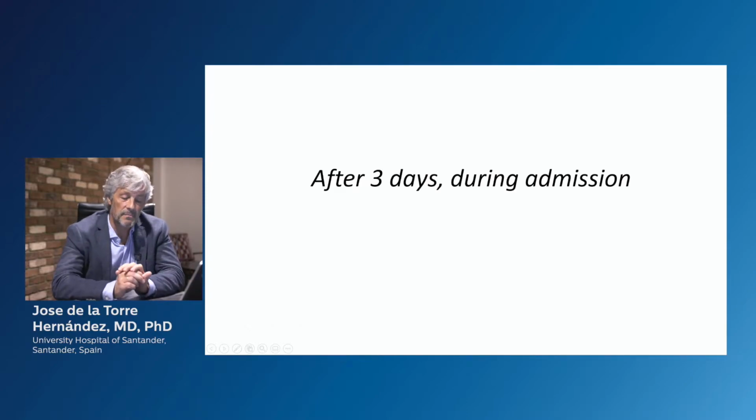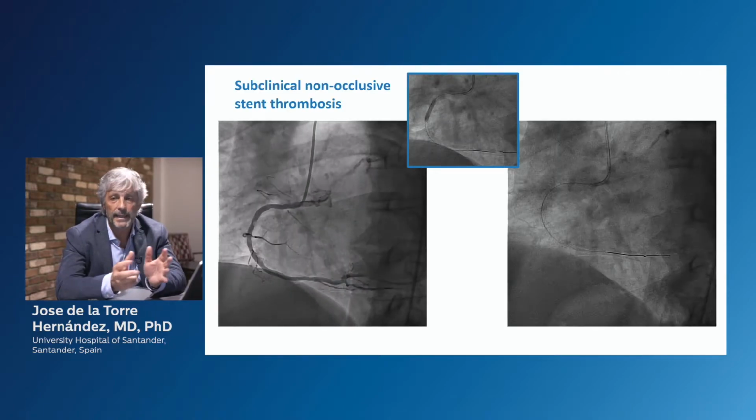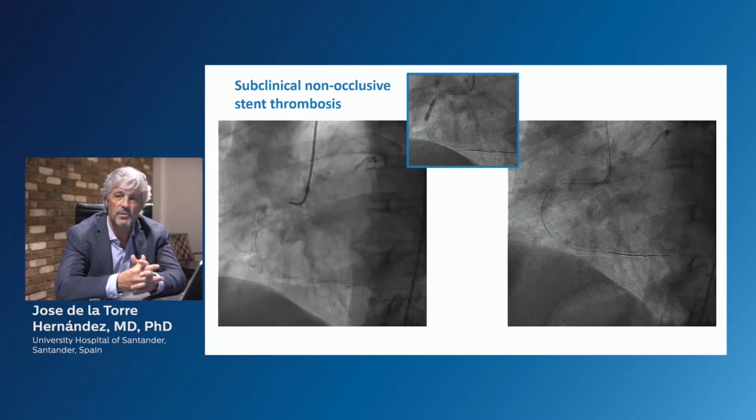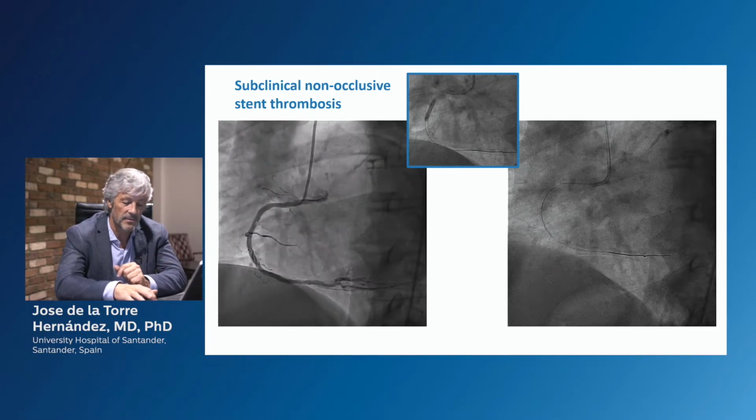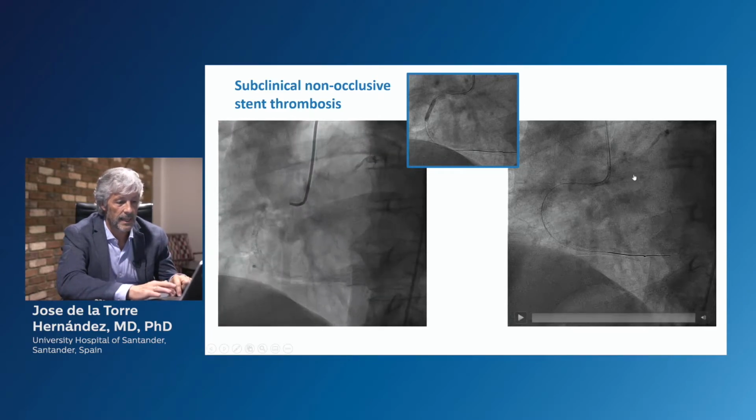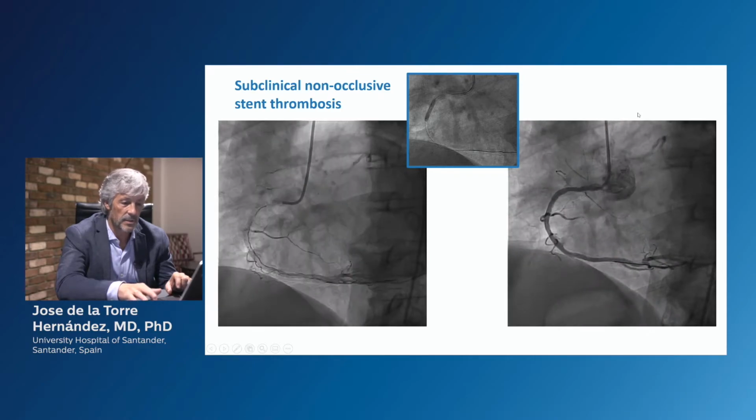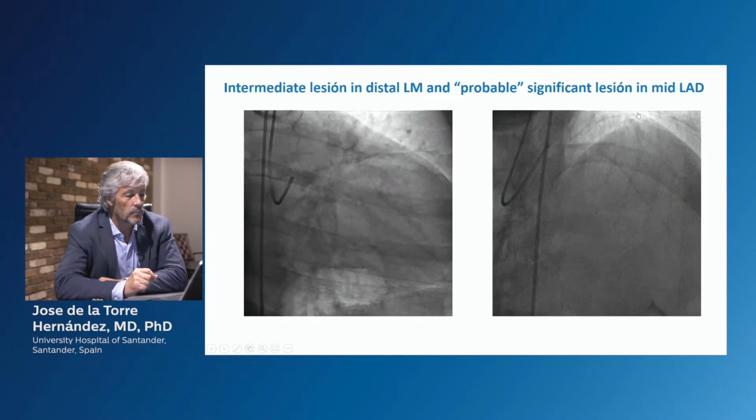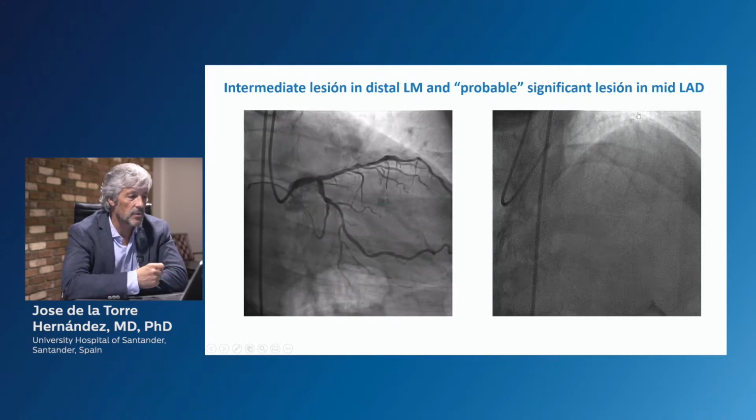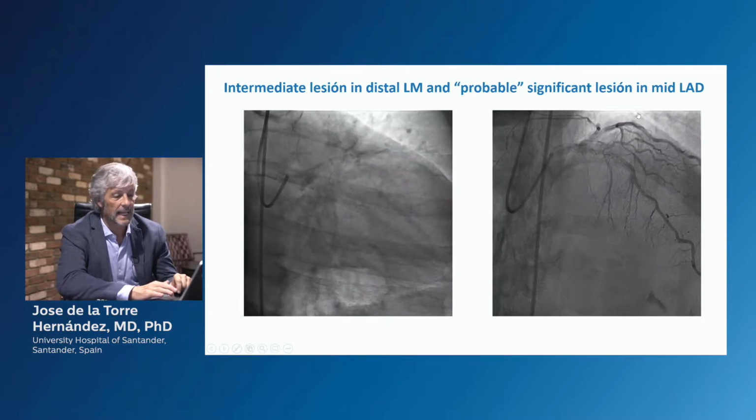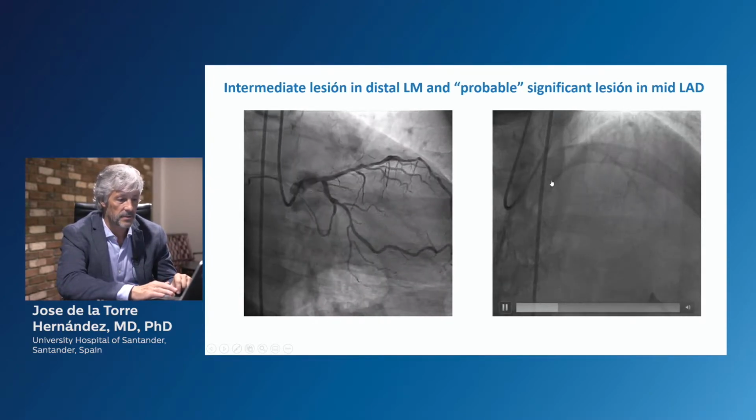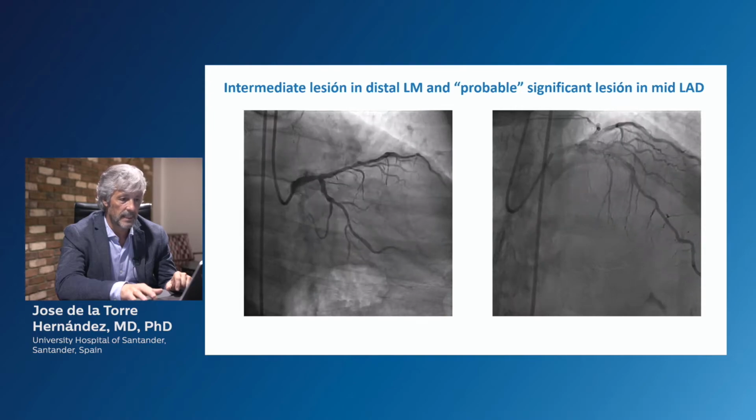After 3 days during admission, our strategy is that after the culprit lesion PCI, we stage the procedure for evaluating the non-culprit lesion. But in this case, we had the surprise of a non-occlusive thrombus in the right coronary artery that was treated with a balloon and was finally solved. And then we could move to the left coronary artery, where, as I mentioned just before, we have the intermediate lesion in the distal left main and a probable significant lesion in the mid-LAD. These are the angiographies showing what I am describing.